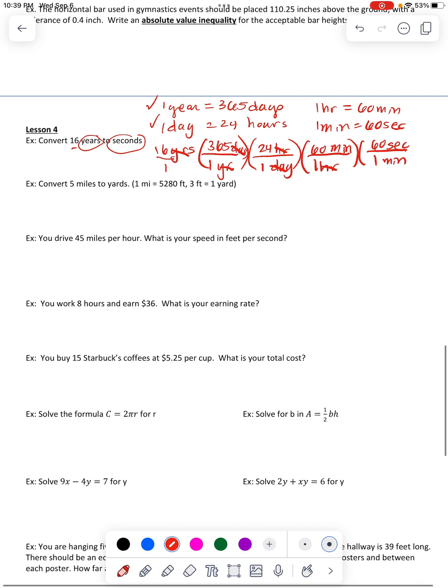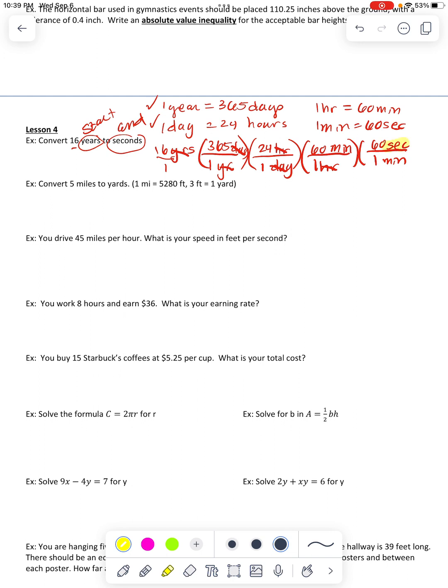This is your start, and this is where you want to end. So when you get to the thing you're trying to end with, which in this case is seconds, you stop. And you now have all the conversion tools that you need. The years canceled, the days canceled, hours canceled, minutes cancel. And now you're going to multiply all the numbers on the top and then all the numbers on the bottom and reduce. And again, we're trying to get towards using a graphing calculator. And even if you don't use it to graph, it just does a lot of other math for you significantly easier.